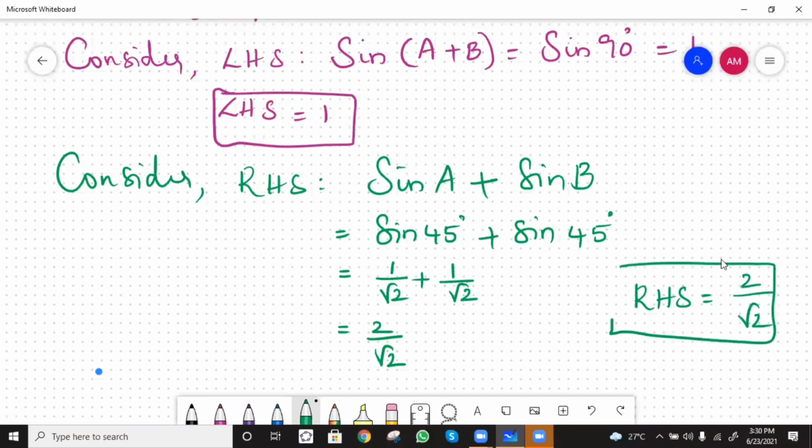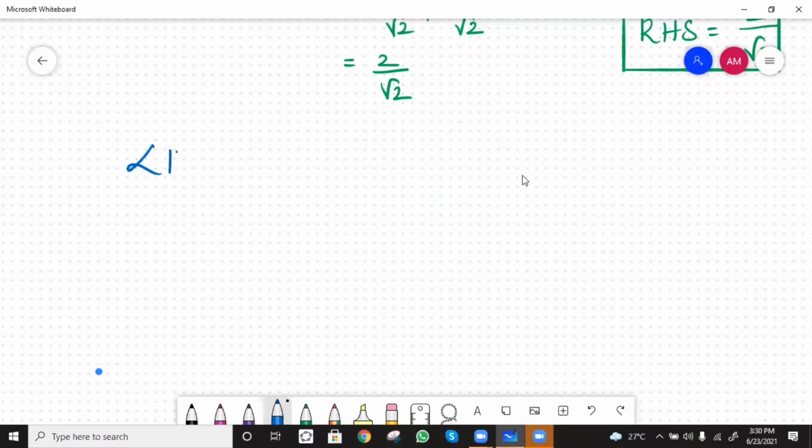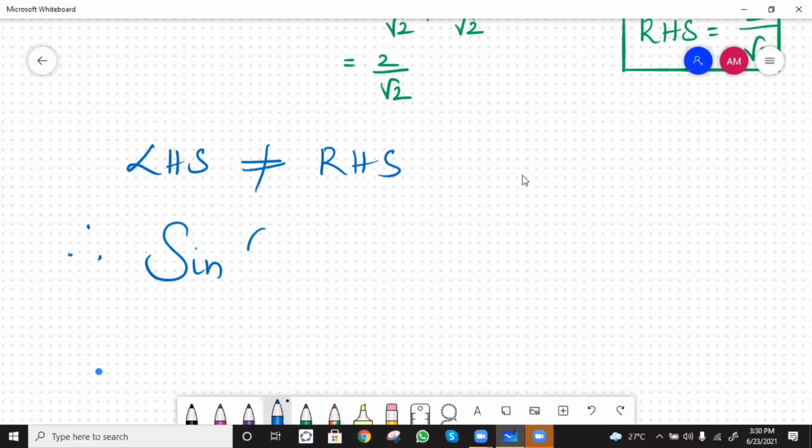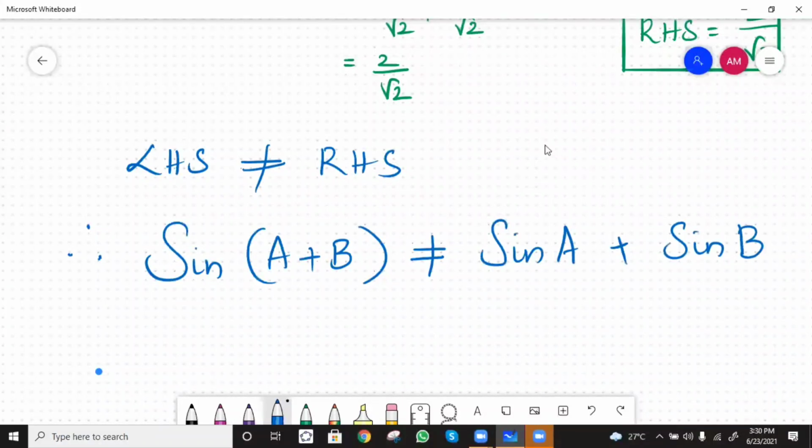Whether the left hand side is equal to the right hand side? No, not equal. So LHS is not equal to RHS. Therefore, what can we conclude? Sine of A plus B is not equal to sine A plus sine B. Very good.